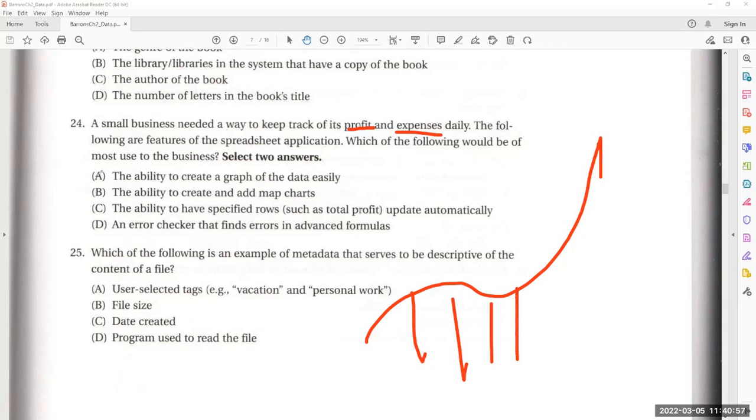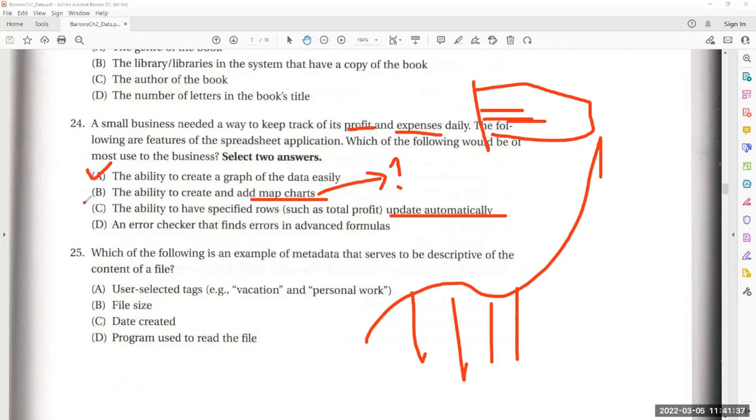So see, A, the ability to create a graph daily. So A is the answer. B, create a map chart. Wait, you have a profit and expense. What is a map chart? Do you know that there is a Google Map or something? No. You don't know where the purchase is. You only have the profit and expense. Okay. C, the ability to have specify the row updated automatically. Yes, there is a spreadsheet. Some of data you can update daily. So C also the answer.